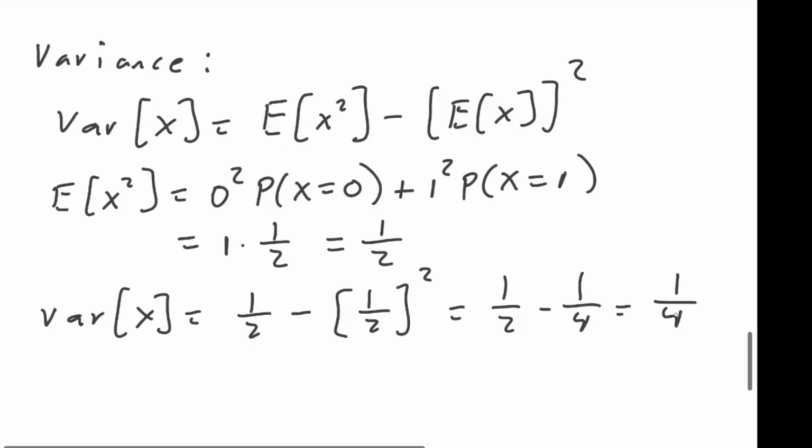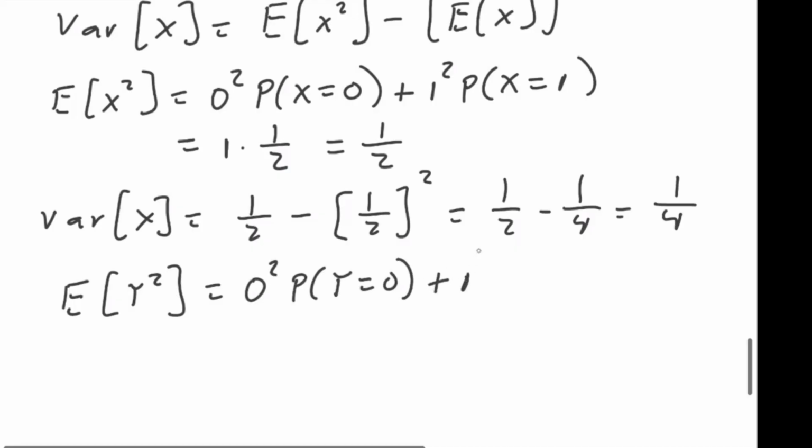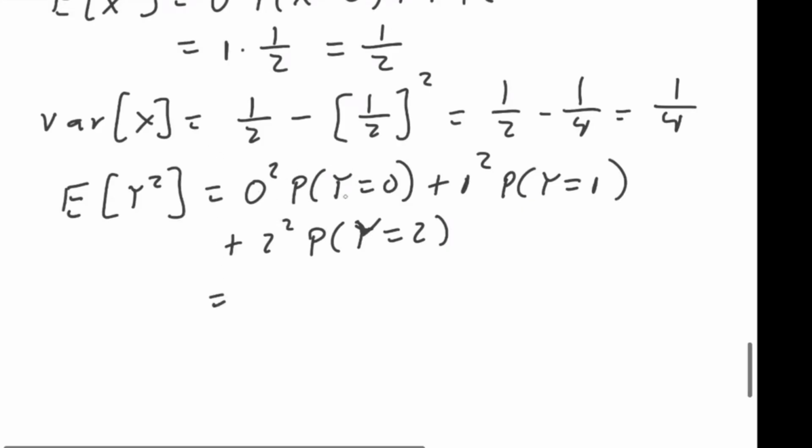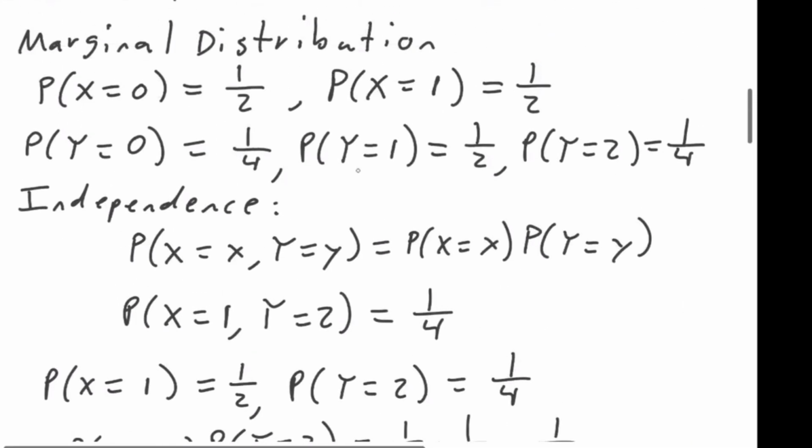All right, so now let's go ahead and look at y, right? So for the variance of y, it's the same. We need to find the expected value of y squared, which is 0 squared times the probability that y is equal to 0, plus 1 squared times the probability that y is equal to 1, plus 2 squared times the probability that y is equal to 2. Right? So, of course, this is going to be 0. This will be 1 times the probability that y is equal to 1. Let's go to our marginal. Y is equal to 1 is 1/2.